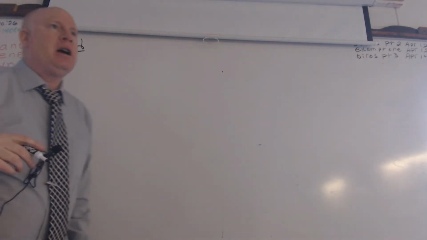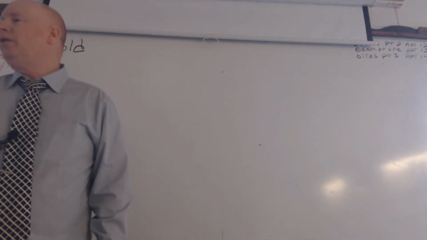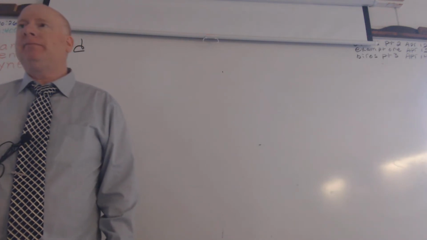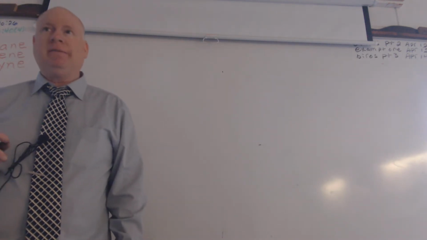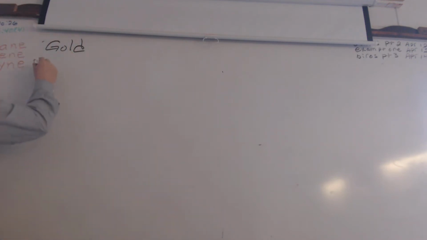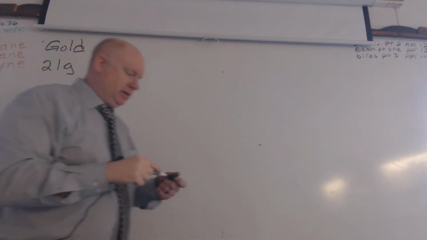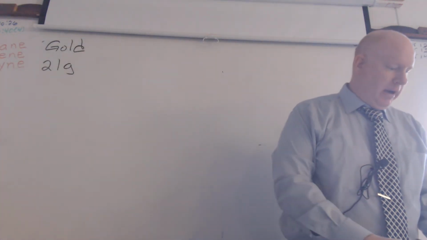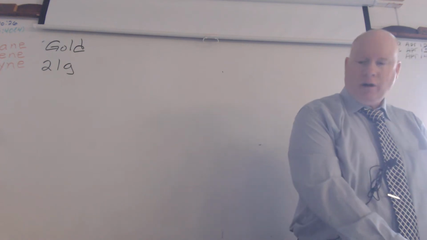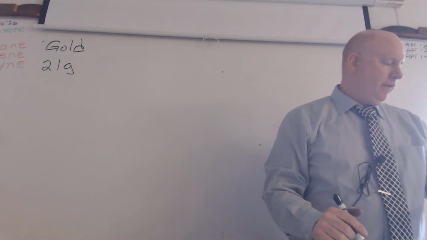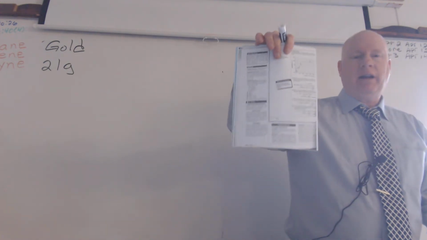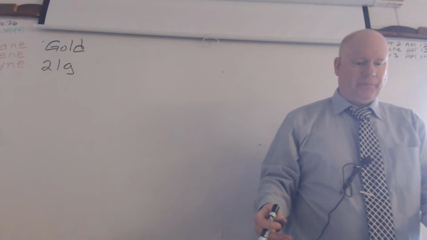First of all, we're dealing with the element gold. In grams, how many are we going to vaporize? 21 grams. So we're going to take 21 grams of gold and go through the different phases, and we're going to use page 436 as our roadmap, which has that information on there.